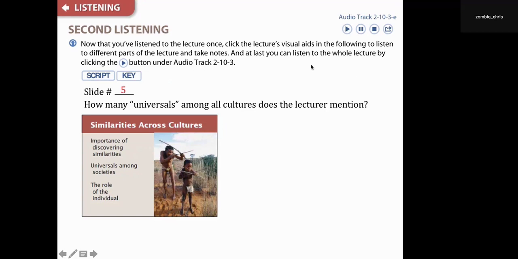Okay, so the universals here, they're not really directly told to you. I'll just play the first section again.